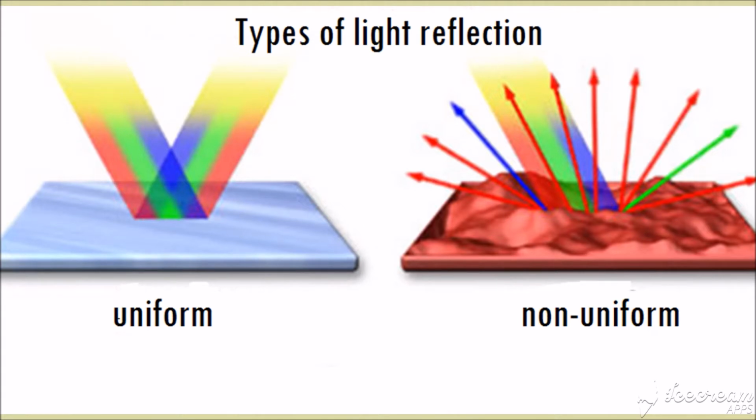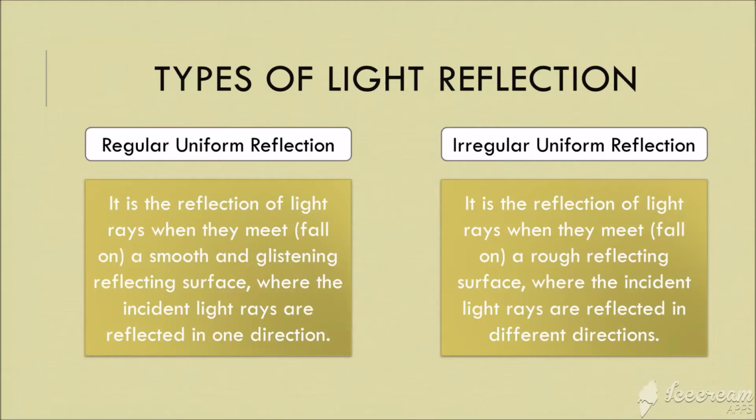Light reflection is classified according to the nature of the reflecting surface into two types: regular or uniform reflection, and irregular reflection. Regular reflection is the reflection of light rays when they fall on a smooth or glistening reflecting surface, where the incident light rays are reflected in one direction. Irregular reflection is the reflection of light rays when they fall on a reflecting surface, where the incident light rays are reflected in different directions.